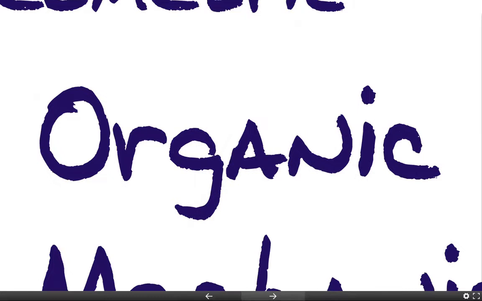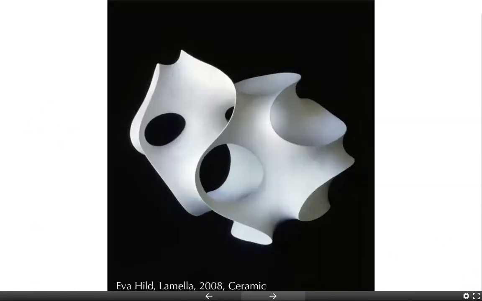Next, we have organic form, and this can be observed in Eva Hild's 2008 ceramic sculpture. Organic forms visually suggest nature or natural forces. Hild's work, although abstract, may remind the viewer of eroded bone or a sea-swept shell.